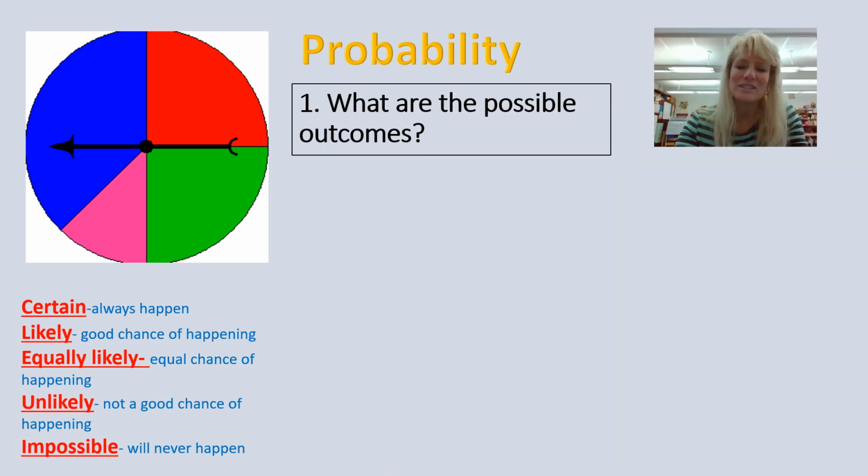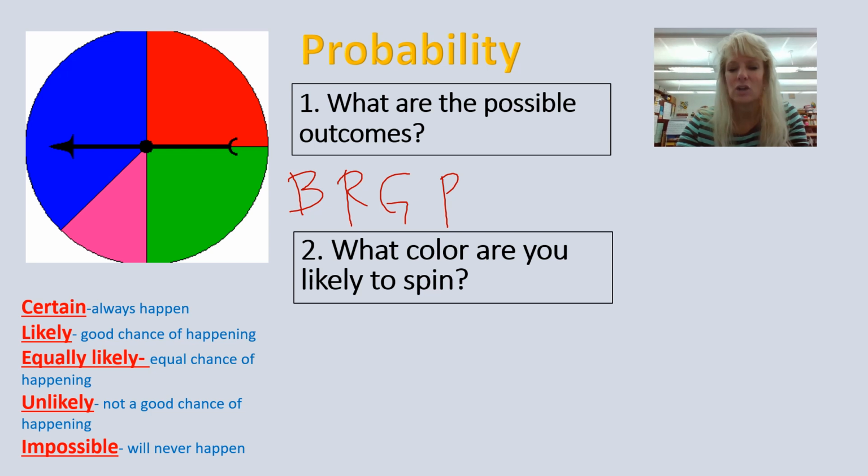My first question says, what are the possible outcomes? So I could do a blue, I could do a red, I could do a green, or I could do a pink. All right, now what color are you likely to spin? This is where we're going to have to really stretch our thinking a little bit. I can just visually see what I'm likely to spin. It's the one that has the most color. So I see right here that blue actually has the most color.